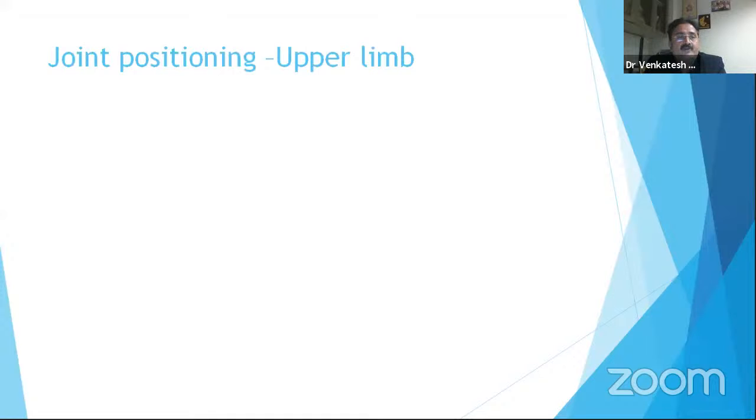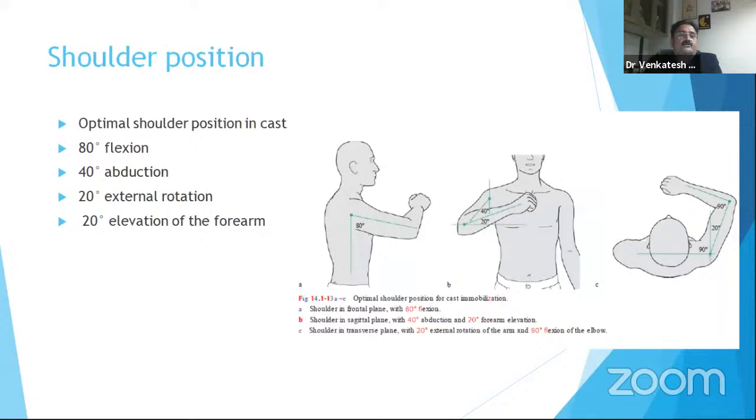Coming to joint positioning in upper limbs. The optimal shoulder position in cast is 80 degrees of flexion, 40 degrees of abduction, 20 degrees of external rotation, and 20 degrees elevation of the forearm. This is the optimal position for the shoulder immobilization. For shoulder spica, we should keep 80 degrees of flexion, 40 degrees of abduction, 20 degrees of external rotation, and 20 degrees of elevation of the forearm.